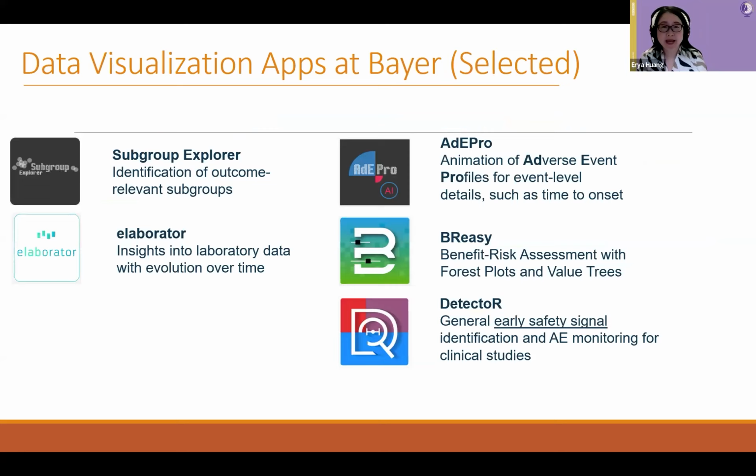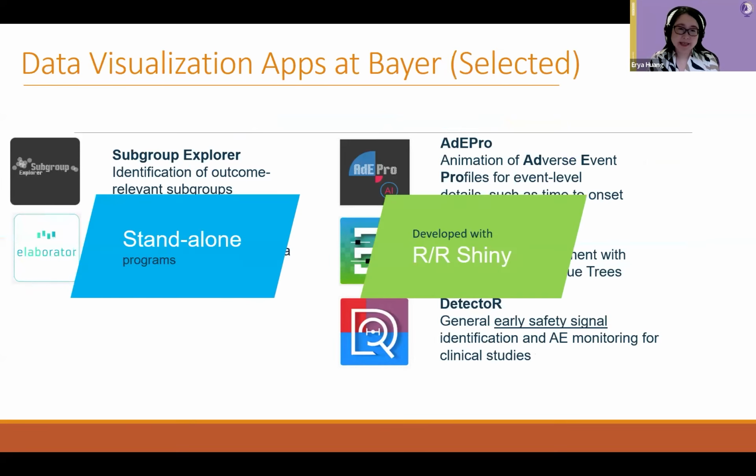So in Bayer, we have developed several data visualization apps. Today, in this talk, I would like to introduce some of them. All apps presented in this talk are standalone programs. They are developed with R or R Shiny and can be used on any computer on which R is installed. The only requirement for using them is that the data to be analyzed is in an appropriate format.